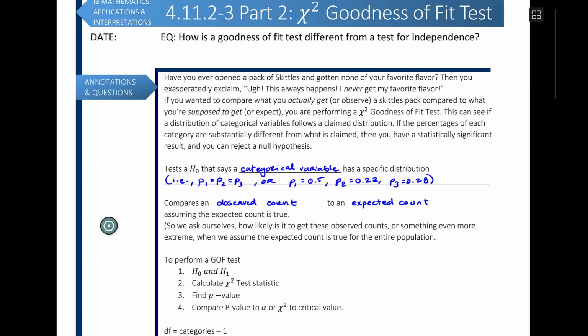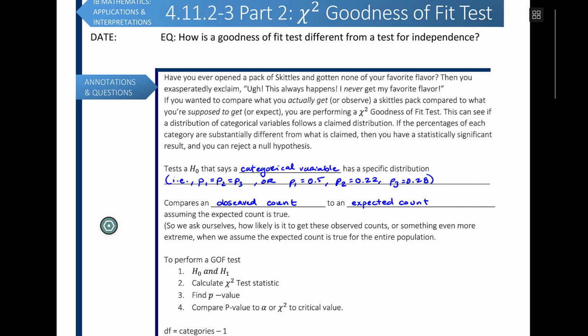When we do that, we are comparing an observed count to an expected count, assuming that expected count is true. So essentially, we are asking ourselves, how likely is it that we get these observed counts, or something even more extreme, when we assume that the expected count is true for the entire population?